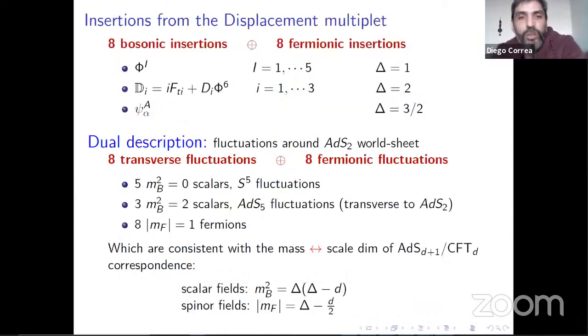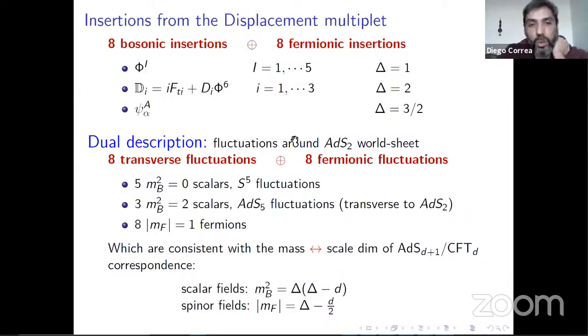So what I should discuss now is what kind of insertions we can consider. We can consider any kind of N=4 operators inserted in the line, but what are the ones that we'll be interested in? Whenever you have a defect, a very important multiplet to consider is the so-called displacement multiplet, which in this case is the following. In the case of the supersymmetric line in N=4, it is a set of 8 bosonic and 8 fermionic insertions you could consider, and they are the following ones.